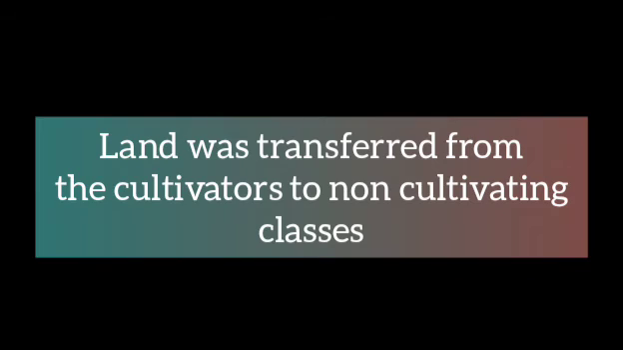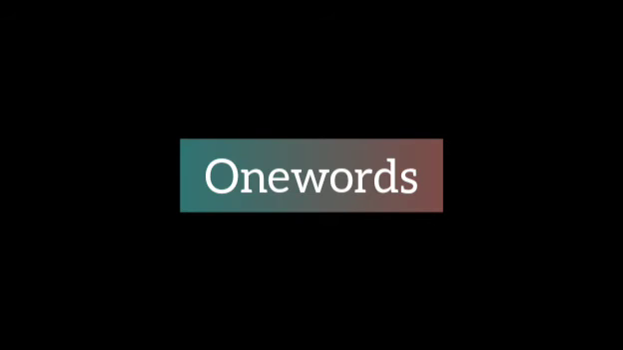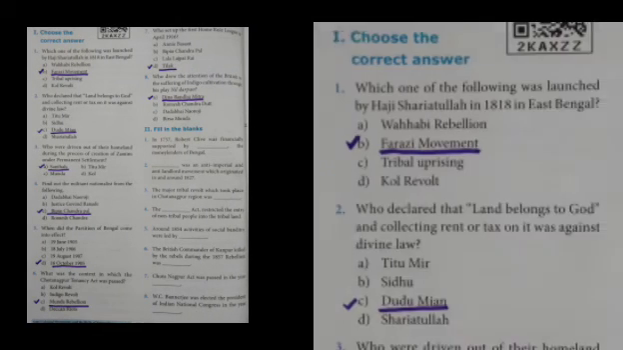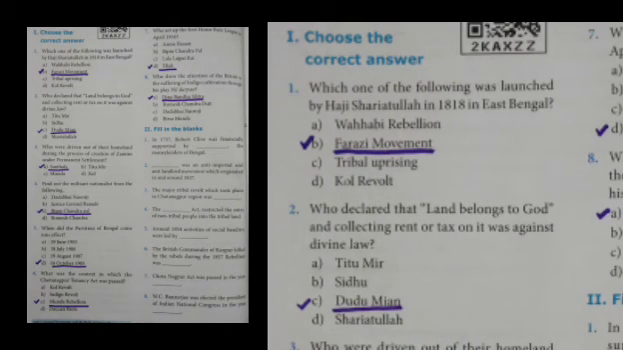Okay. Now it is time to mark one word answers. Roman number 1, choose the correct answer. Question number 1. Which one of the following was launched by Haji Shariatullah in 1818 in East Bengal?